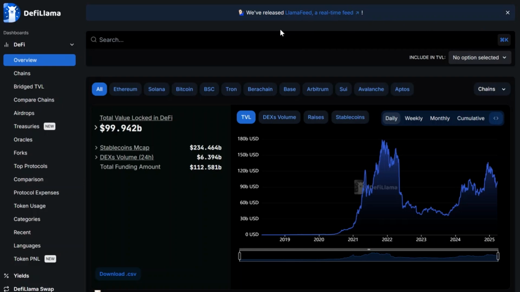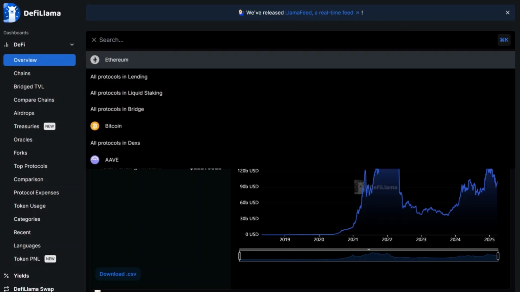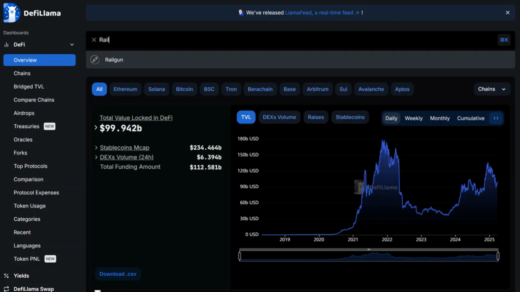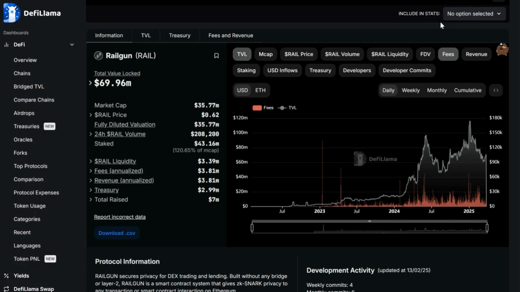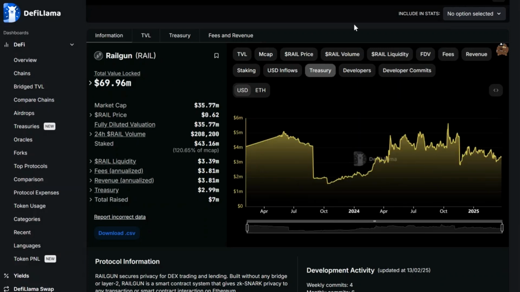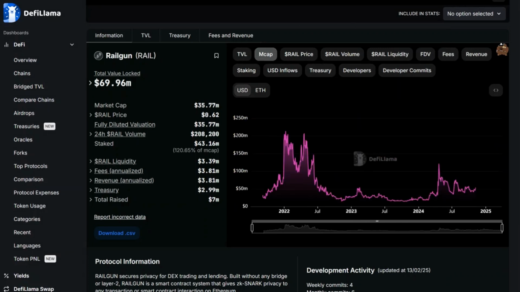You can look up important data relating to Railgun using tools like DeFi Llama. Go to defillama.com. Here you can see metrics like fee revenue, TVL, market cap, and more. This tool can help you gauge the risk profile of your token holdings.